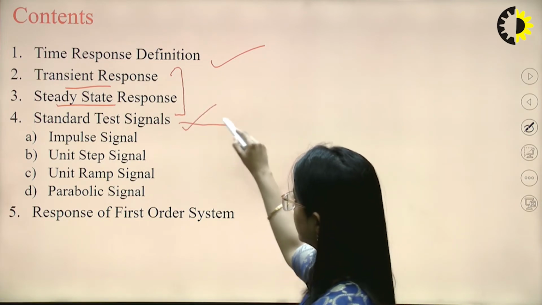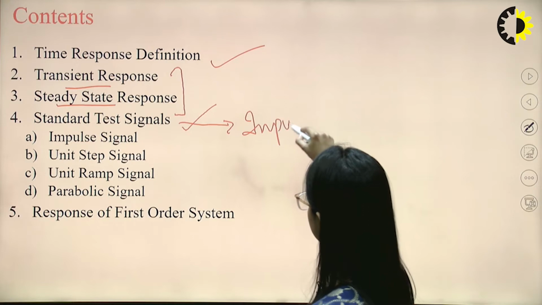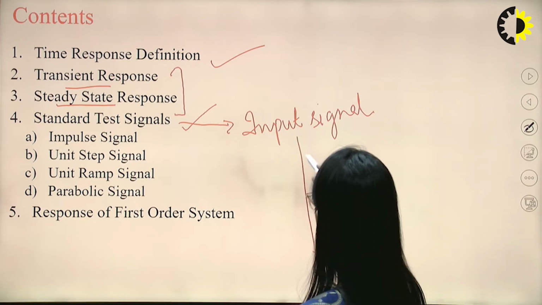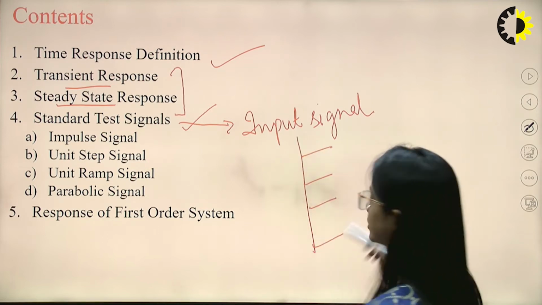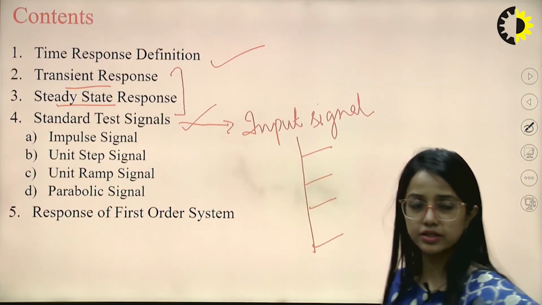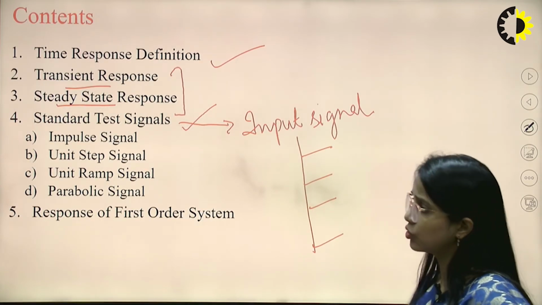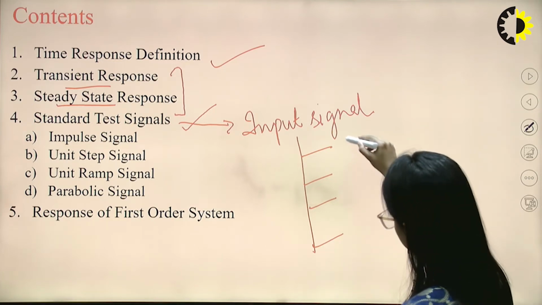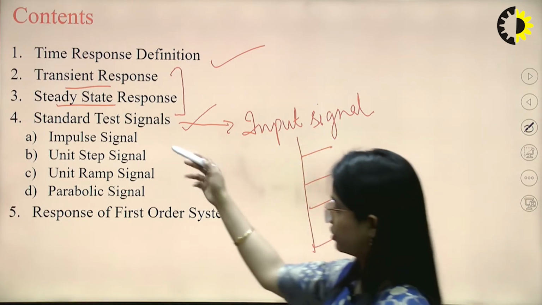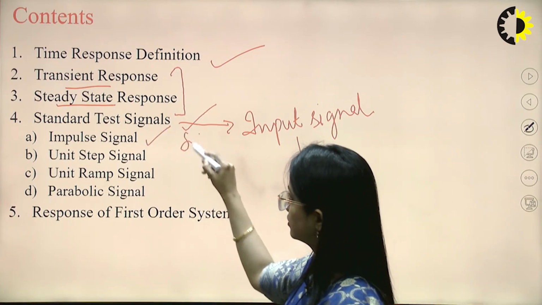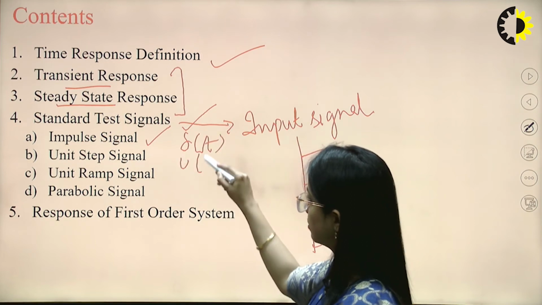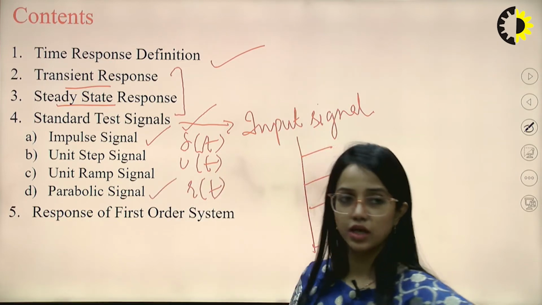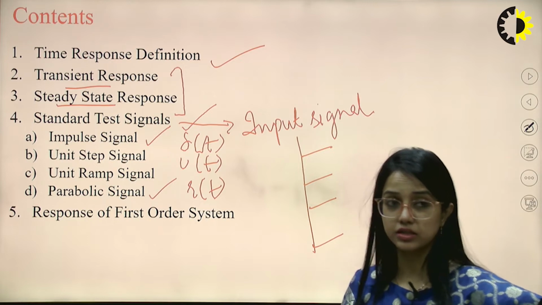Test signals are nothing but the input signals, the input signals which we give to the system. So, the input signals can be many. For example, we study this in signals and system, but here also we will go through all of them in a very brief and quick manner. So, there are like 1, 2, 3, 4 I have written already. Impulse signal, then unit step, then unit ramp, and then parabolic. So, we have to study all of them, what these signals are.